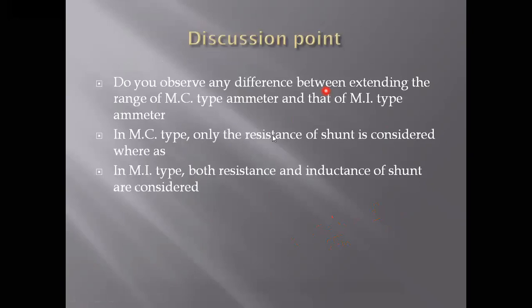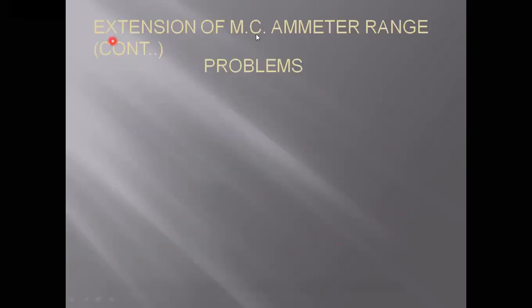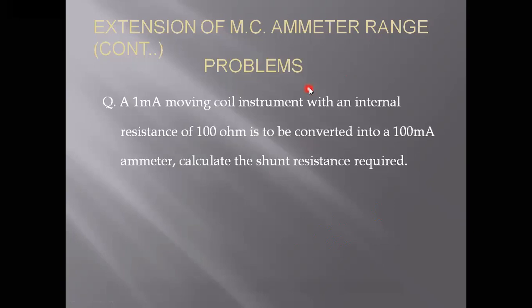So, this is an important point to be noted for MC because we are measuring only DC. Only resistance will come into picture. For MI, both R and L will come into picture. Extension of MC ammeter range. Let us see a problem on extension of MC ammeter range.